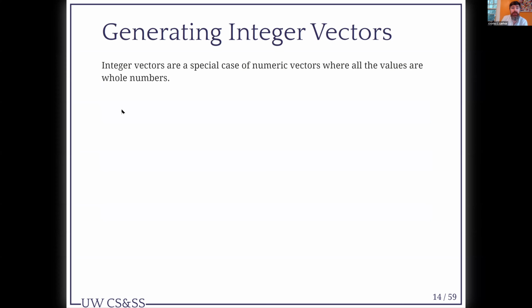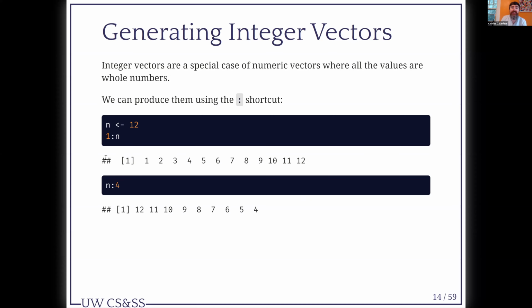Okay, so generating integer vectors. Integers are just a special case of numeric vectors where all the values are whole numbers. They can still be treated and converted to numeric on the fly. The quickest and easiest way to generate integer vectors, especially if you want sequences, is to use the colon operator. You take some number you want to begin counting at, colon, a number you want to finish counting at. I just demonstrated here that I could put 1 colon 12, but I could also assign 12 to n and use 1 colon n, which is just the number 12, so it works the same way.